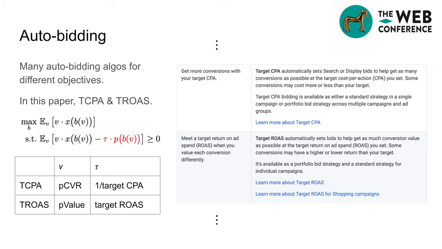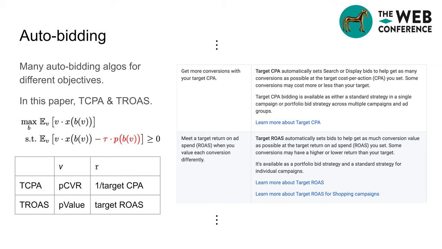In fact, there are many different auto bidding algorithms designed for different objectives that advertisers may have. In this paper, we will mainly focus on target CPA and target ROAS. Target ROAS can actually be thought of as a weighted version of target CPA, where the advertiser may have different values for different conversions. Here, ROAS stands for return on ad spend. Both of the two strategies can be formalized by the following program.